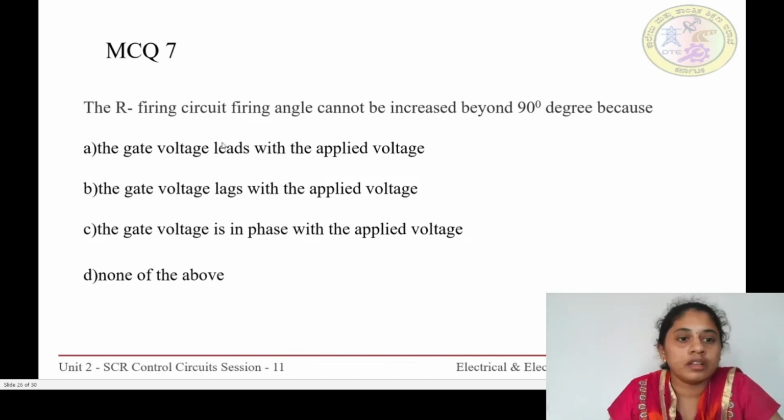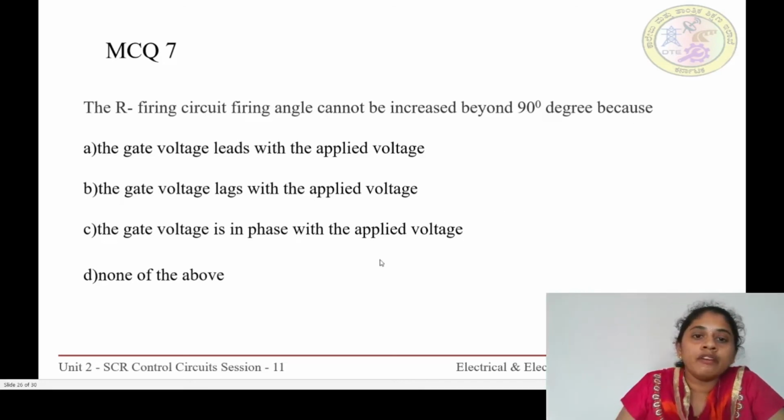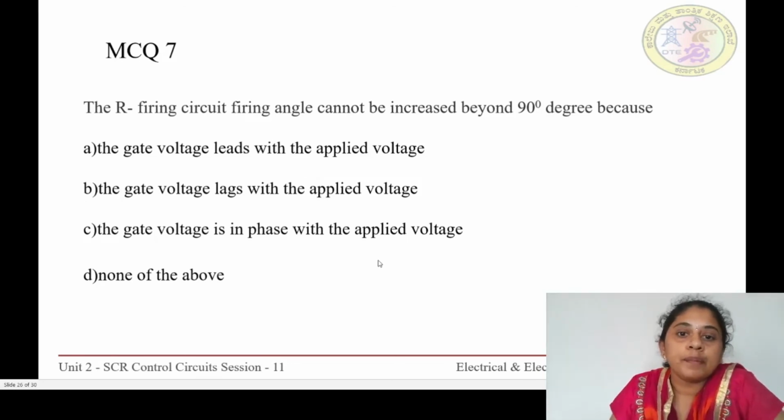The next question: in the R firing circuit, the firing angle cannot be increased beyond 90 degrees because we already studied this in multiple choice question 2. The gate voltage is in phase with the supply voltage. Hence, the firing angle in R firing circuit cannot go beyond 90 degrees. So, the answer is C.